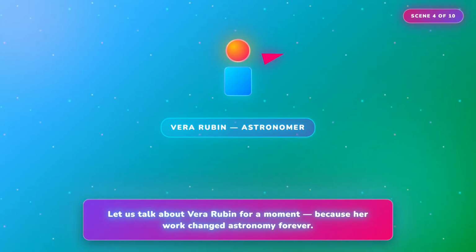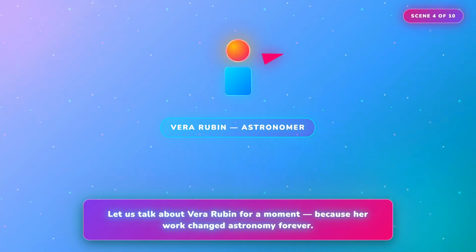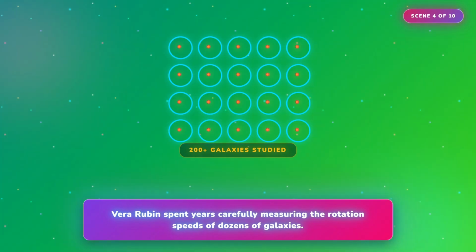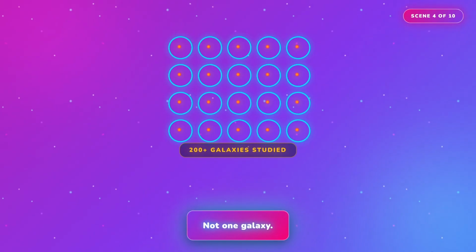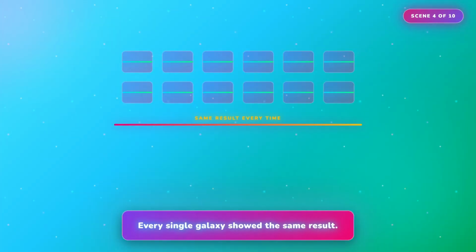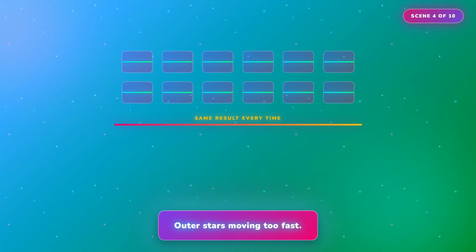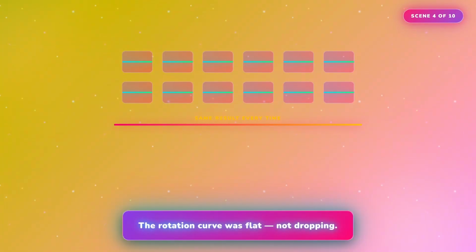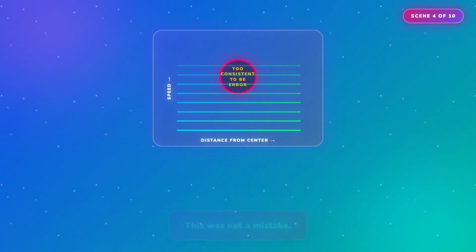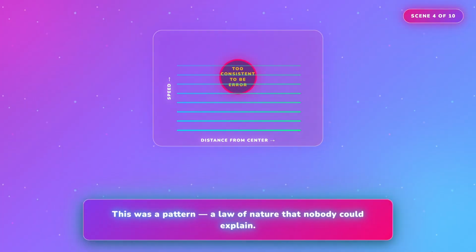Let us talk about Vera Rubin for a moment, because her work changed astronomy forever. Vera Rubin spent years carefully measuring the rotation speeds of dozens of galaxies. Not one galaxy. Not two. Over 200 galaxies. Every single galaxy showed the same result. Outer stars moving too fast. The rotation curve was flat, not dropping. This was not a mistake. This was not a fluke. This was a pattern, a law of nature that nobody could explain.